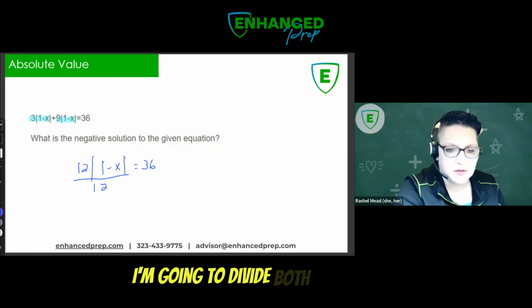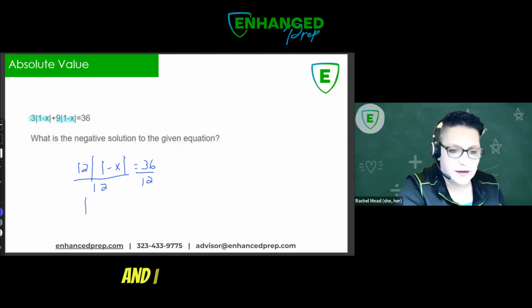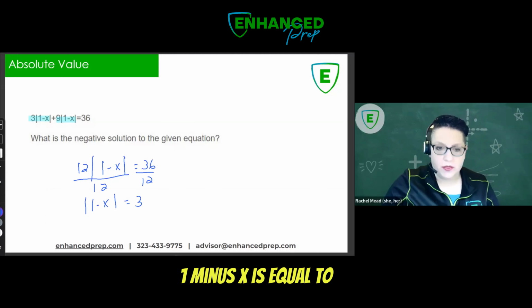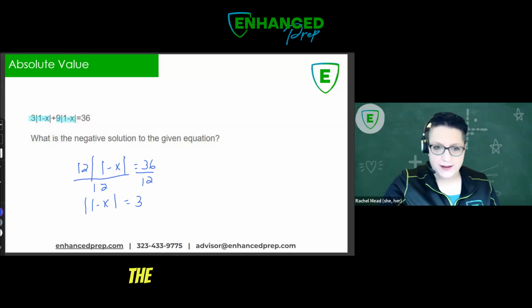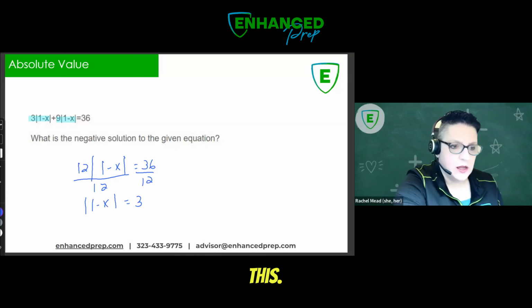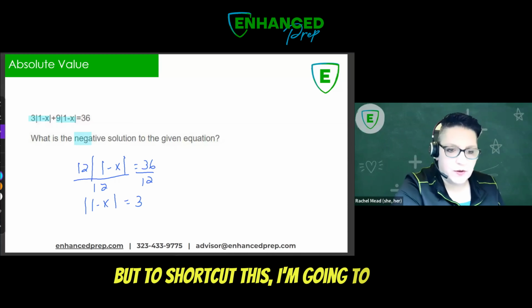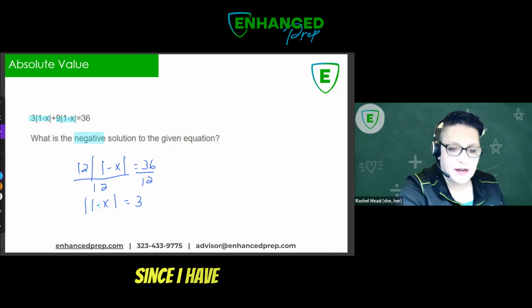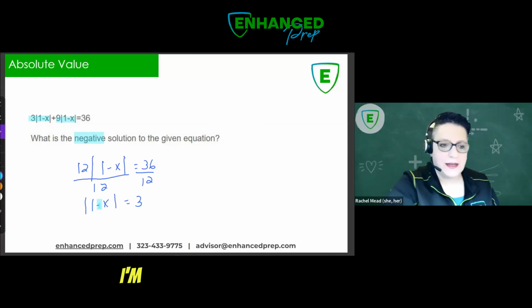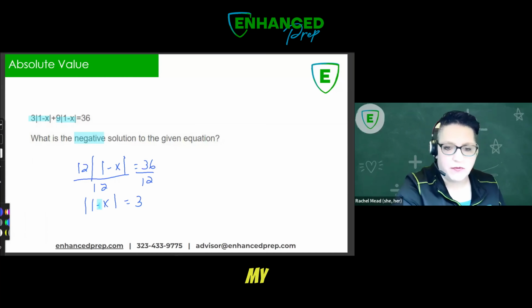I'm going to divide both sides by 12, and I end up with the absolute value of 1 minus x is equal to 3. Now, in order to pull out of that absolute value, we're looking at both the positive and the negative sides of this. But to shortcut this, I'm going to focus in on the fact that this is looking for my negative solution. Since I have a negative x right here, I'm going to keep the positive result of my 3.